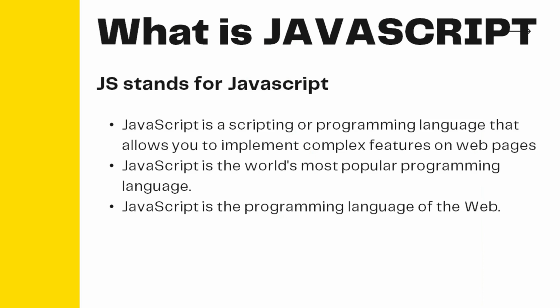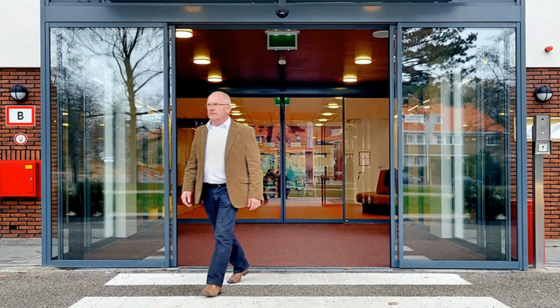So to further describe JavaScript, I'm going to show you a picture. This is a picture of a door in a building. If you look at this sophisticated door, whenever someone gets close, it opens and all that. Without this door, this building would still work well, but this door gives it an extra advantage, making the building look more functional, which is similar to the way JavaScript behaves.